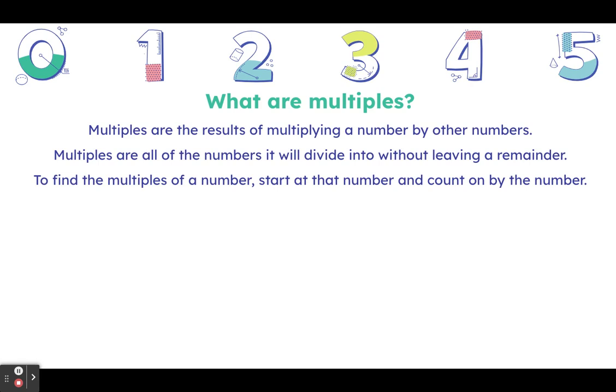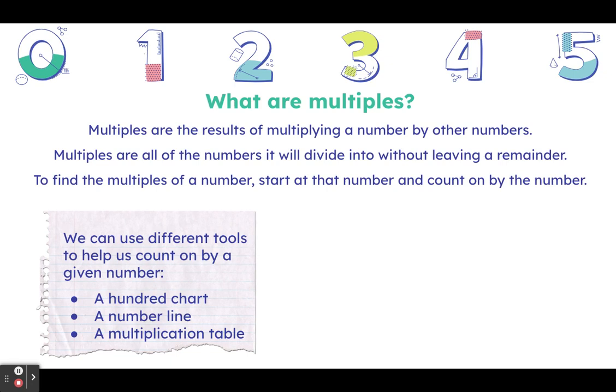So if I wanted to find the multiples of 5, I would start at 5 and count on, or skip count by fives. 5, 10, 15, 20, 25, 30, and so on. And yes, multiples, like numbers, are infinite.